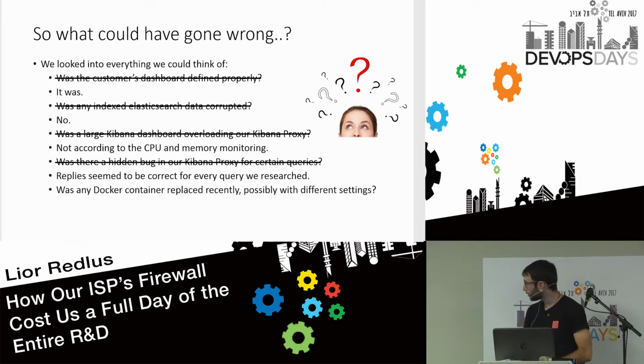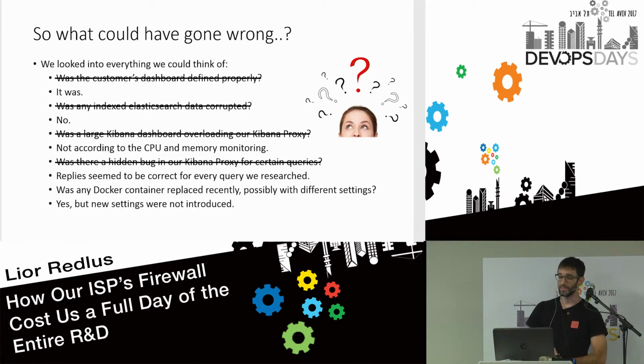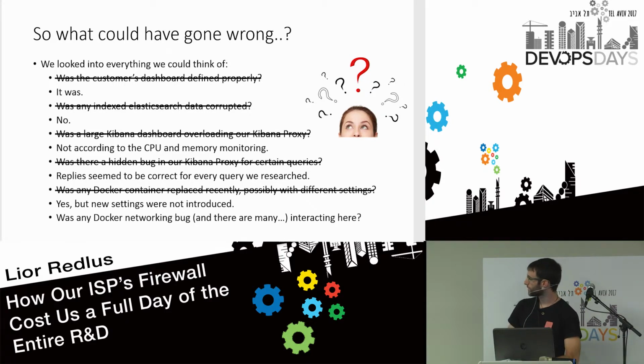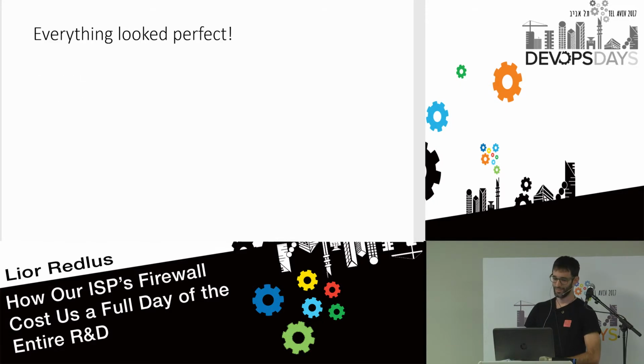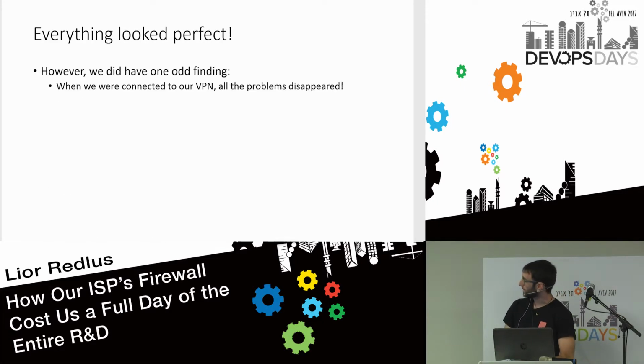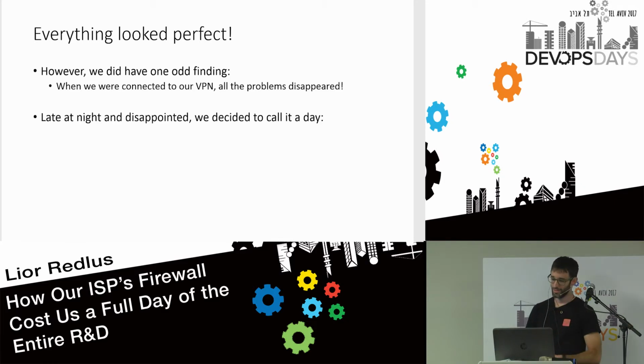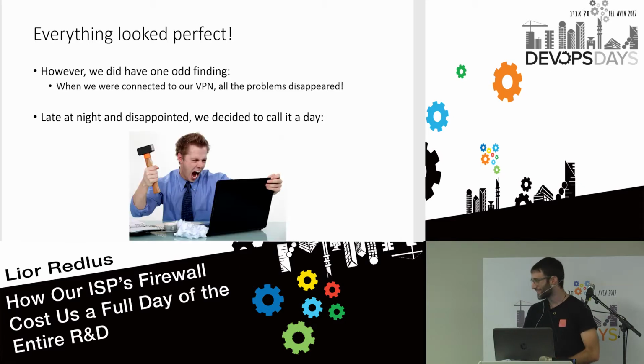And then we resorted to Docker. Maybe it was a Docker container with different settings, or one of the Docker networking bugs that we experienced when using Swarm, the old Swarm that was managing our cluster. But everything seemed to work fine. So one odd finding we did find is that whenever we tried to replicate this when we were connected to our VPN, all the problems disappeared, everything worked as expected. So it was already late at night.